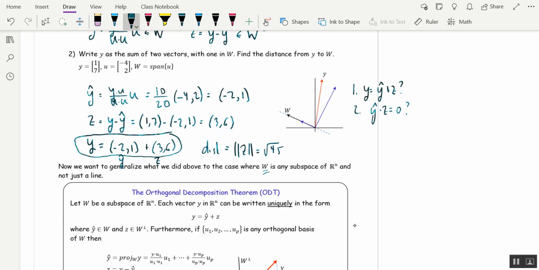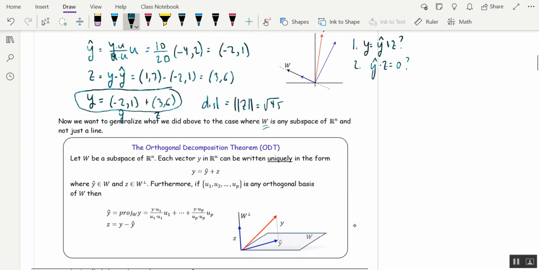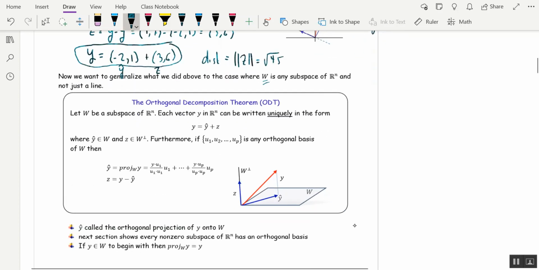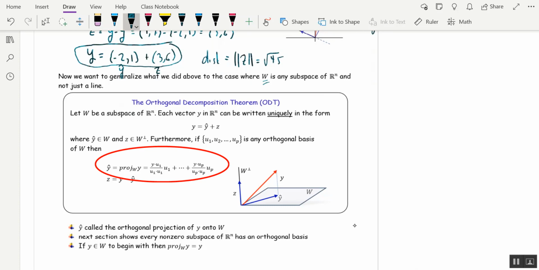And the theorem is that each y in Rn can be written uniquely as y hat plus z. And the formulas for y hat and z, if you happen to have an orthogonal basis for W, is y hat equal projection onto W of y, and then this formula. Now this is the same formula that we learned last time. This is the formula from theorem 5 last time, so that should look familiar to you. And then z is y minus y hat.